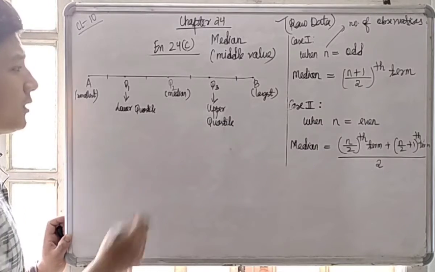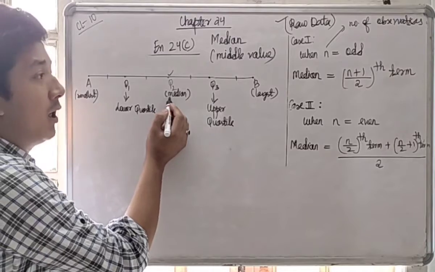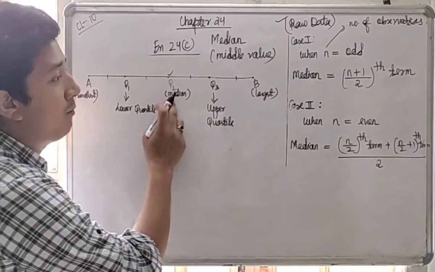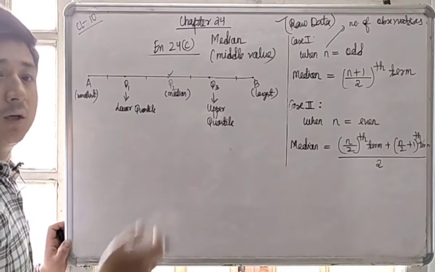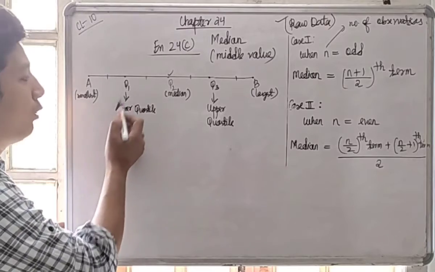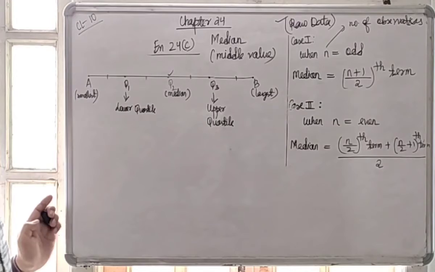quartiles. So for Q2, we already have the formula, because Q2 is the median for n odd, and for n even, we already have the formula for median, case 1 and case 2. In a similar way, we now have to find the formula for lower quartile and upper quartile when n is odd and when n is even.